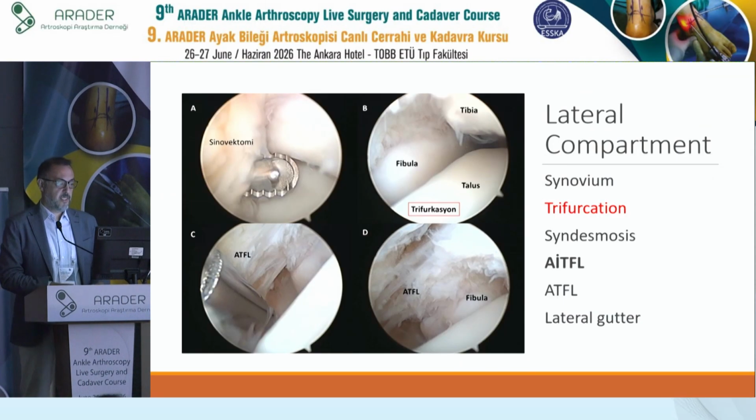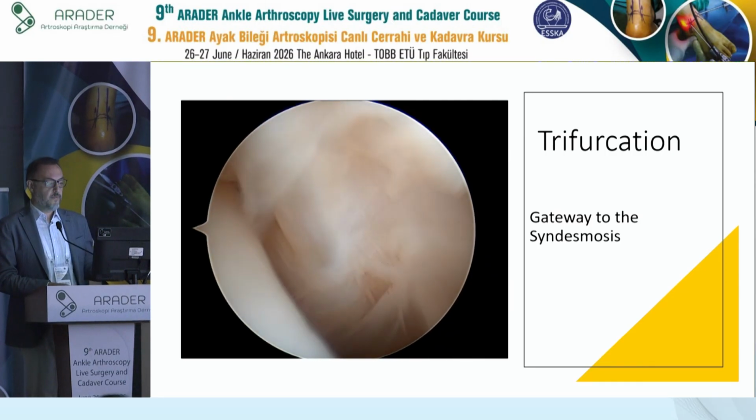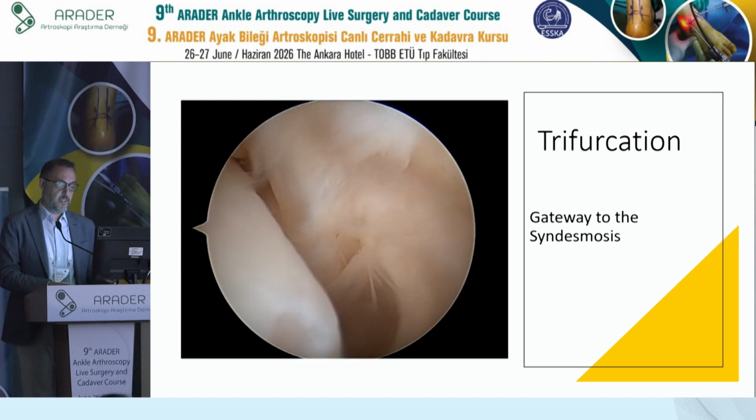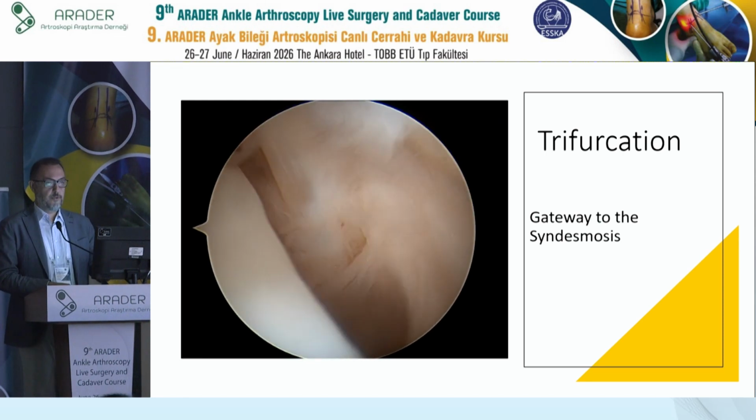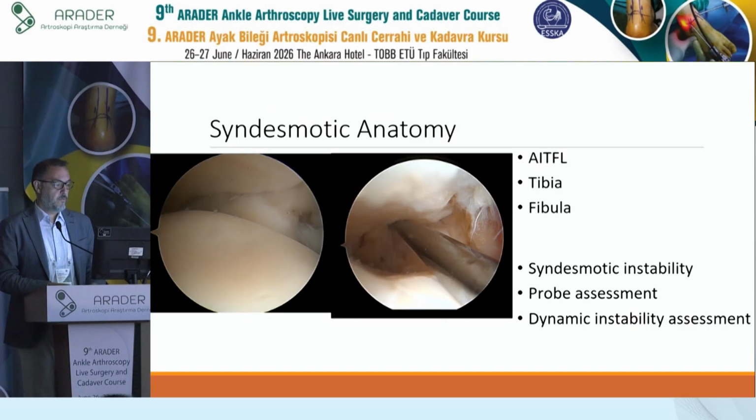When we come to the lateral gutter, we can see the synovium. We have the trifurcation with tibia, fibula, and talus. We have the AITFL, the ATFL, and the lateral compartment. The trifurcation is important because most of the time it is our gateway to the syndesmosis. When you find the trifurcation, you have your orientation. You can't lose your orientation there. When we check the syndesmotic anatomy, we can see the AITFL, tibia, and fibula.